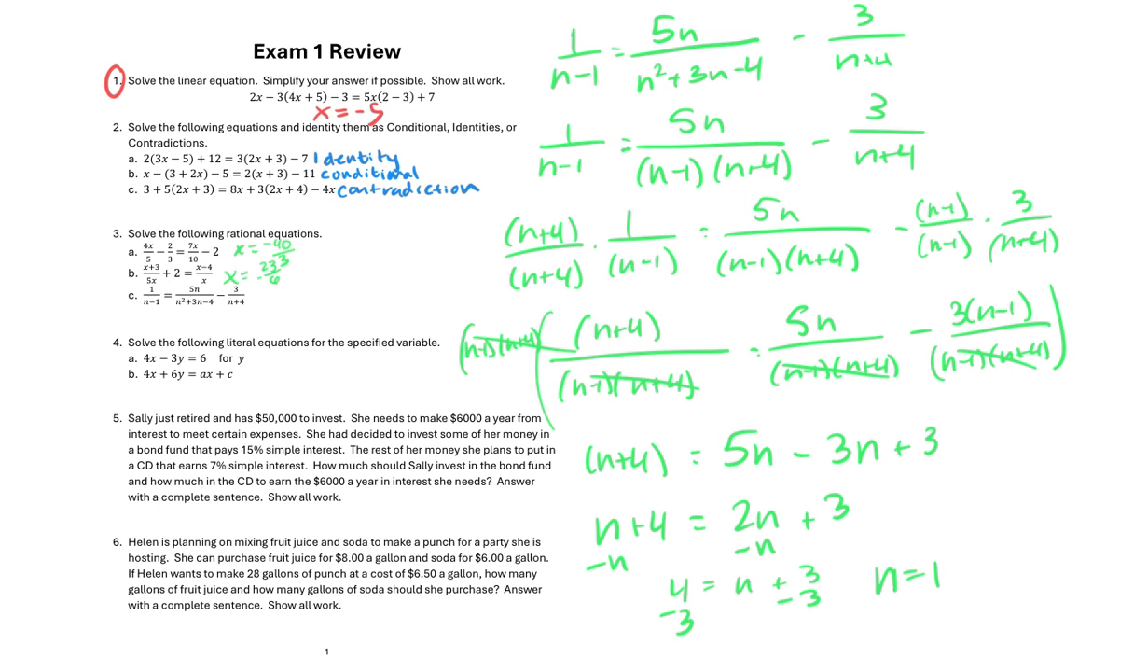Great. But we have to go back and check our answer. So if we look back into our original equation, our first fraction says 1 over n minus 1. If we were to plug 1 into that, we would get 1 over 1 minus 1, which simplifies down to 1 over 0, which we know we can't divide by 0. So n equals 1 cannot be a solution. So this does not have a solution, so no solution.